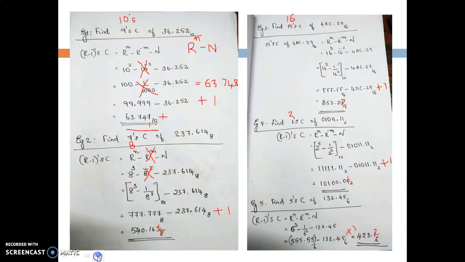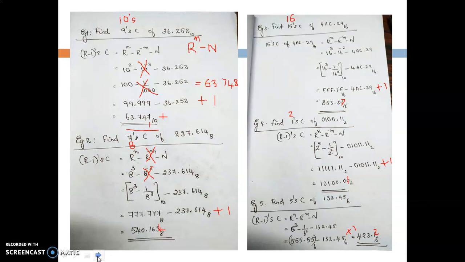Now, as told, the 2's complement is not only for the binary number system. The 2's complement is nothing but the 1's complement plus 1. In every number system, that is correct. That is, in order to find the 2's complement, you just take the 1's complement and add 1 to it. You will get the 2's complement.